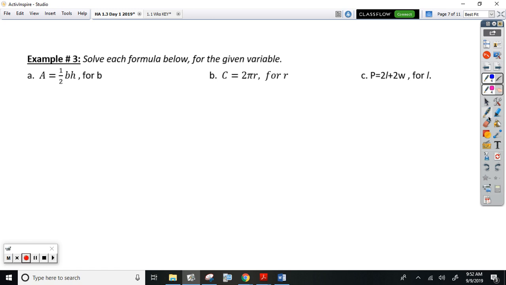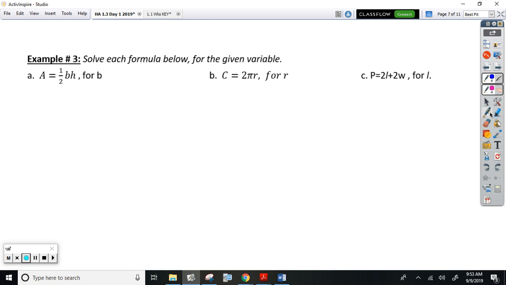Brett? Area of what? What shape? Jack? A triangle, 1/2 EH, very good. You don't have to know that to be successful in the class, but I just try to review some geometry stuff as we go. So if you haven't taken geometry, it's okay.